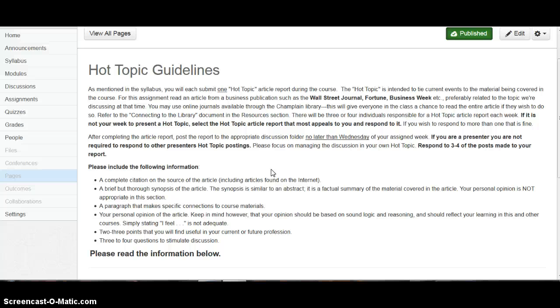From Wednesday until Sunday, you will manage the discussion with your peers, adding additional article or text links to drive the discussion, and then respond to your peers' discussion posts to your Hot Topic questions during the week. For presenters, a large part of this assignment is managing the discussion. If you are a presenter, you are not required to respond to other students' Hot Topic presentations. Focus on managing your own discussion for the week.